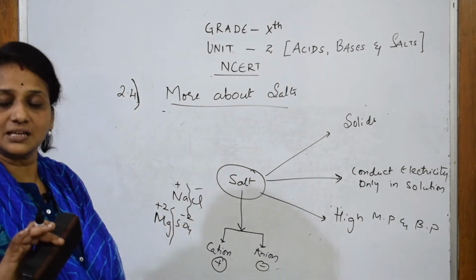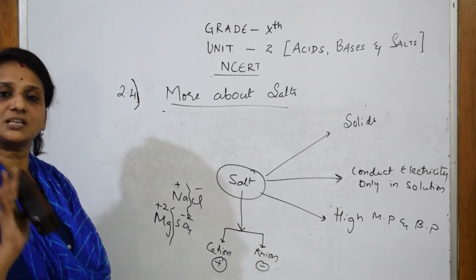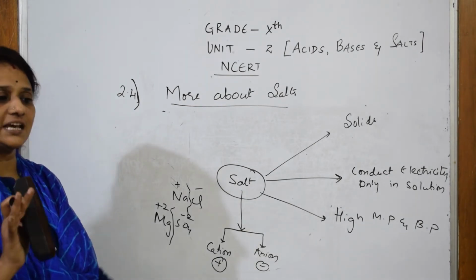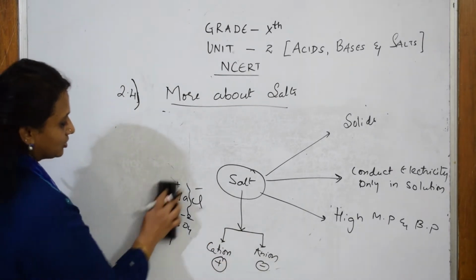If it is not balanced, it will never form. Salt is formed from an acid and a base. Compulsorily the charges have to be balanced, then only it exists as a crystal lattice or crystal structure. So cation and anion. Done.